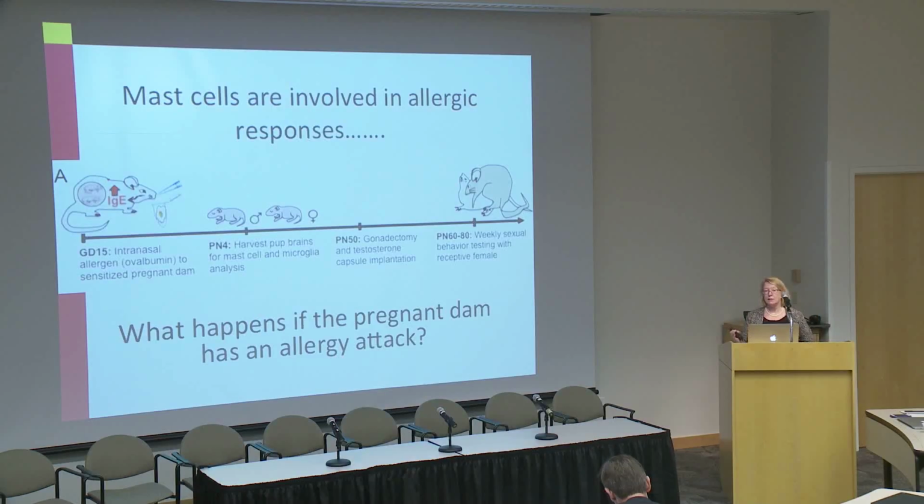So as we said, mast cells are involved in allergic responses. So what happens if a pregnant dam has an allergic attack? What Katie did was she took virgin females and made them allergic to egg white, egg albumin. And while they were pregnant, on gestational day 15, she caused an allergic reaction by intranasal egg white. Then we looked at their pups at PN4 and looked at their mast cells, and then we looked at their sex behavior in adulthood.